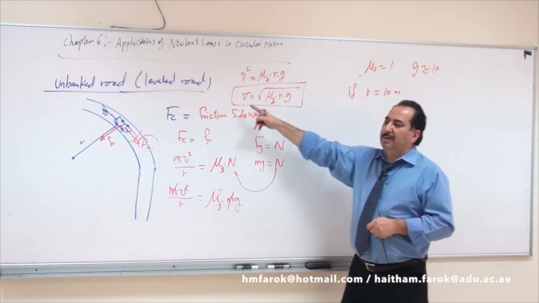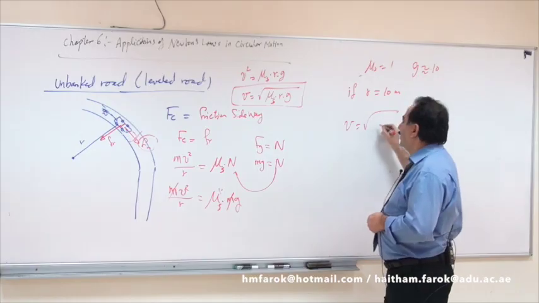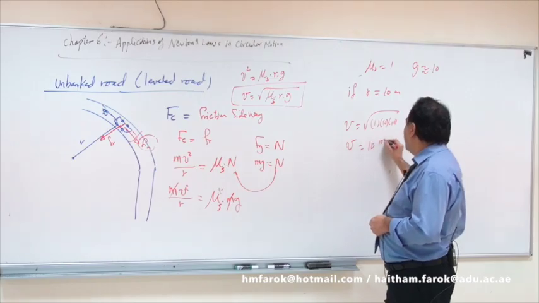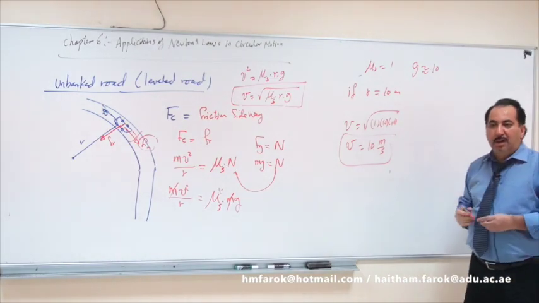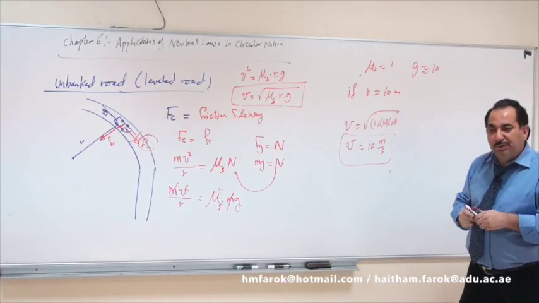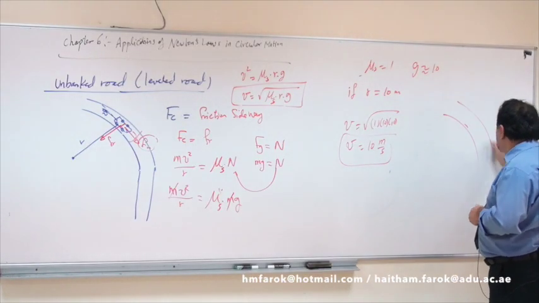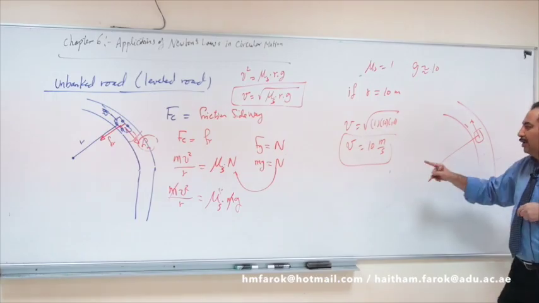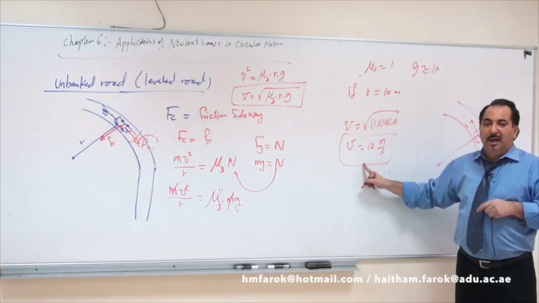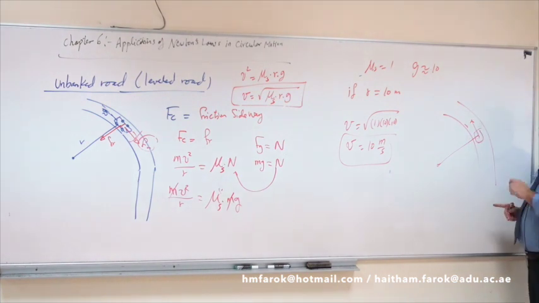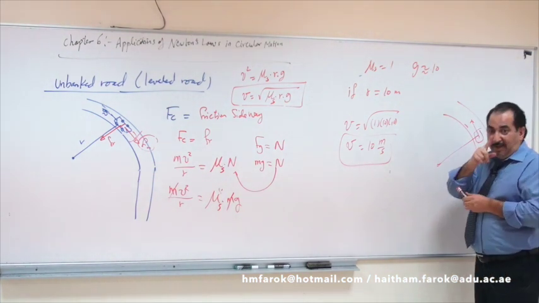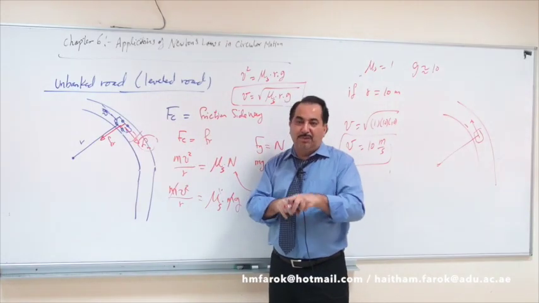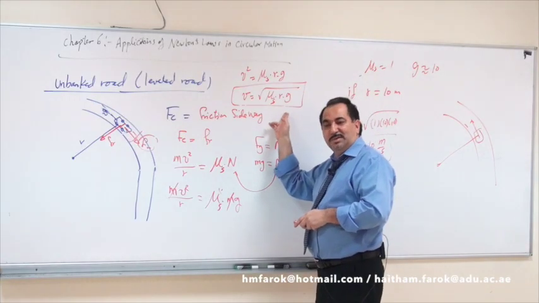So if the radius is 10, what is the speed equal to? 1 times 10 times 10. So v equals 10 meters per second. What does this 10 mean? It means the roundabout which you design, or the bend which you designed on the road, allows cars with a maximum speed of 10. Anything more than 10, and you enter, the road will tell the car that FC is not equal to FR. They are not equal, which means this side is not equal to this side.